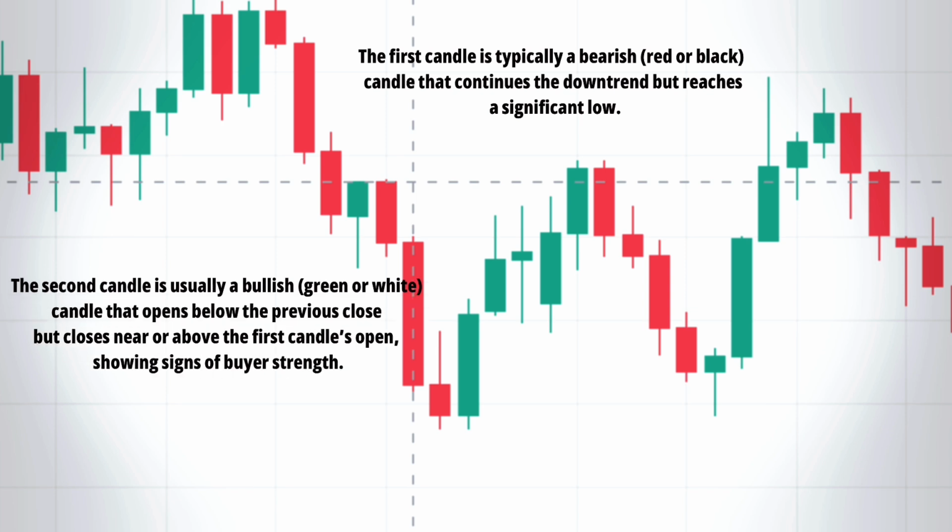And the second candle is usually bullish, that's a green or white candle, that opens below the previous low but closes near or above the first candle's open, showing signs of buyer strength. And of course, for context, the Tweezer bottom candlestick pattern appears at the bottom of a downtrend, signaling buyer strength and a movement from downtrend to uptrend.